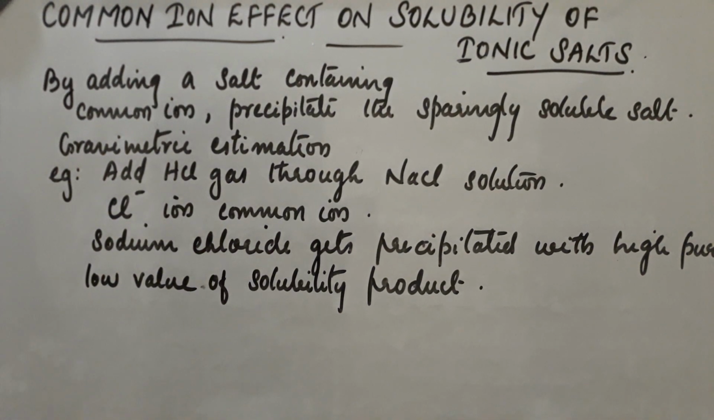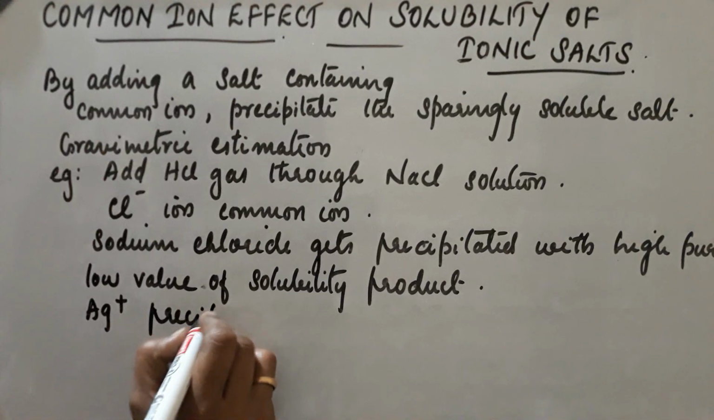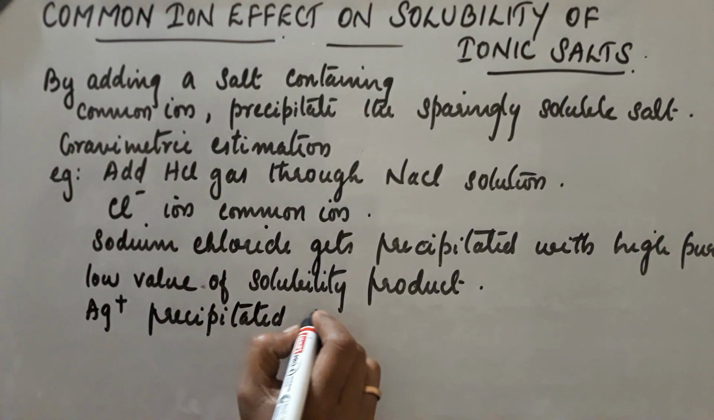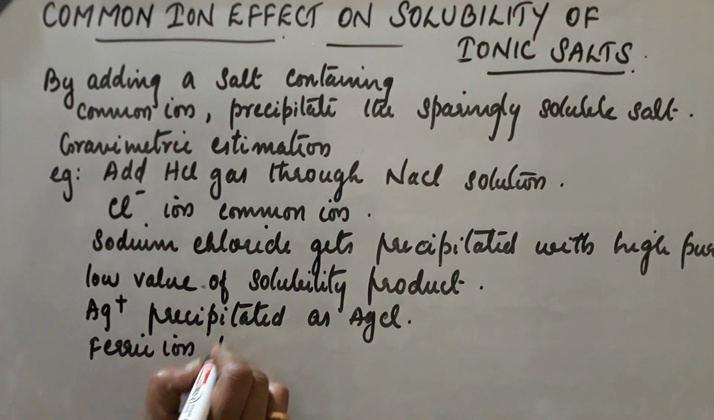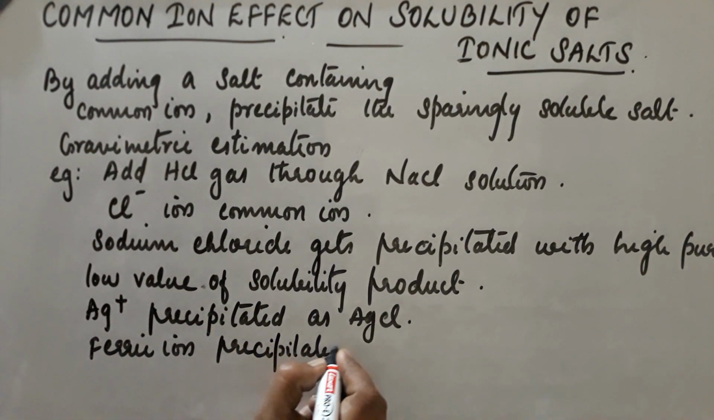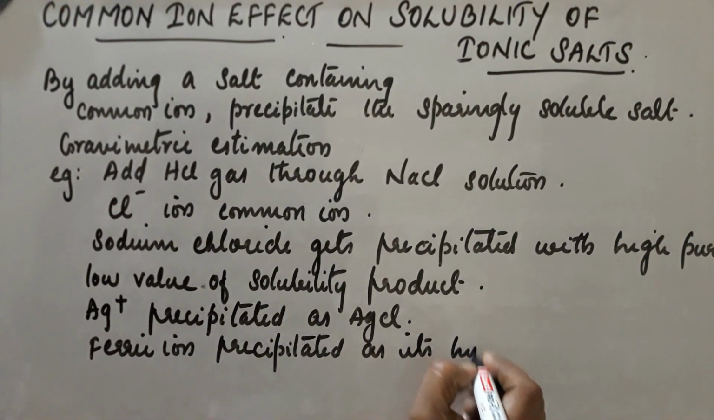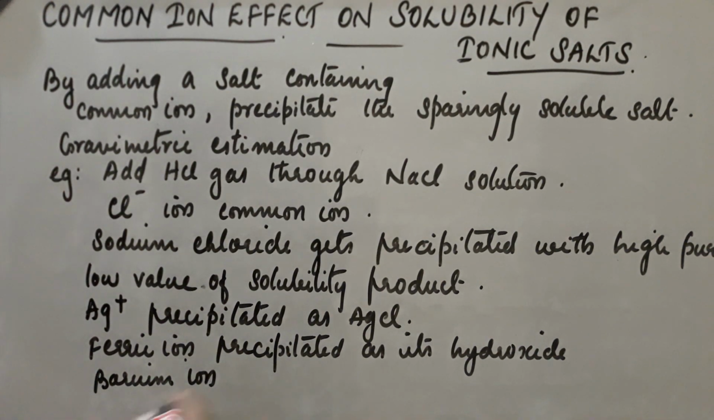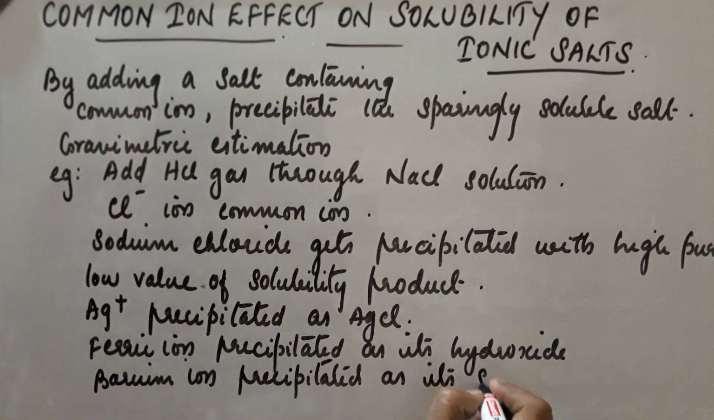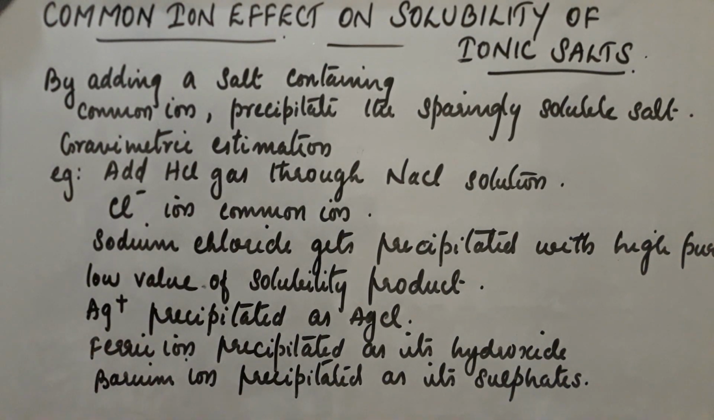Another example: Ag plus ion can be precipitated as its chloride, AgCl. Then ferric ion can be precipitated as its hydroxide. Also barium ion can be precipitated as its sulfate. So the common ion effect is a very important application in gravimetric analysis.